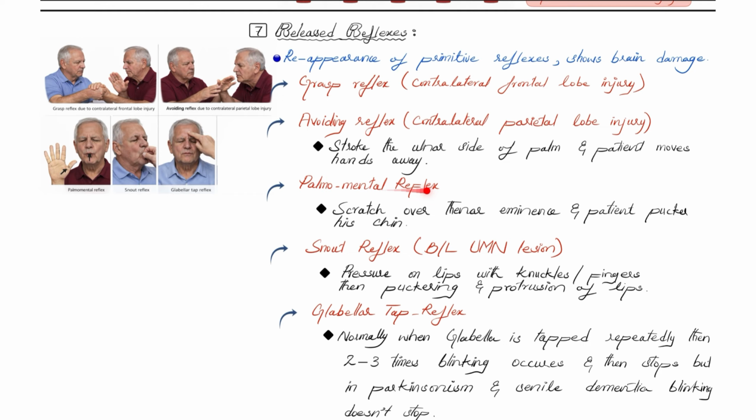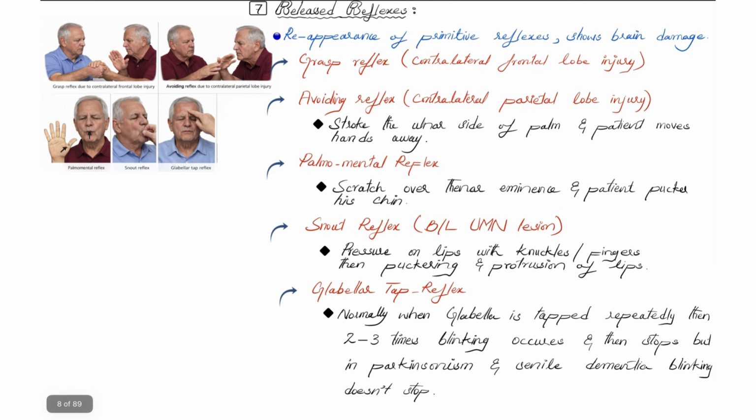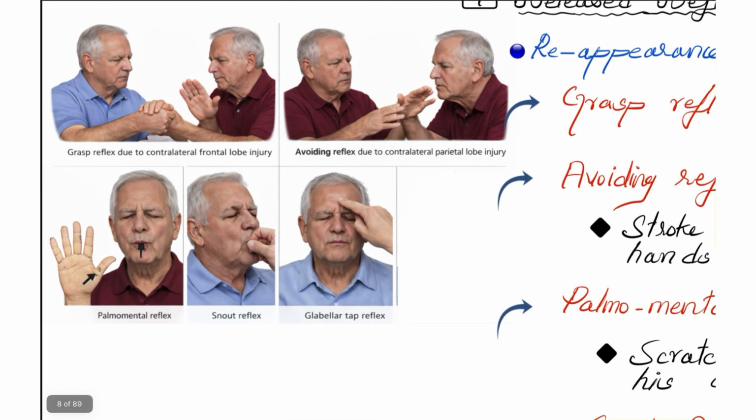Palmo-mental reflex, how do you perform it? Scratch over the thenar eminence, the side of the thumb, and the patient puckers his chin. And the snout reflex occurs when there is a bilateral upper motor neuron lesion. Apply pressure on the lips with knuckles or fingers, and the patient puckers or protrudes his lips. And glabellar tap reflex: normally when the glabella is tapped repeatedly, blinking occurs 2 to 3 times and then stops. But in Parkinsonism and senile dementia, blinking does not stop, and this is called the glabellar tap reflex. Some illustrations of the release reflexes are being added to the text.